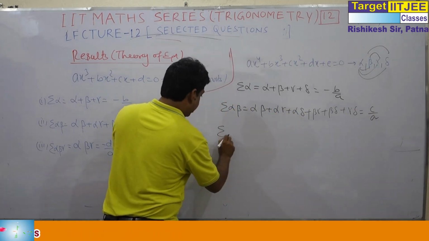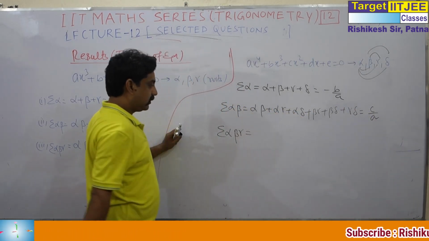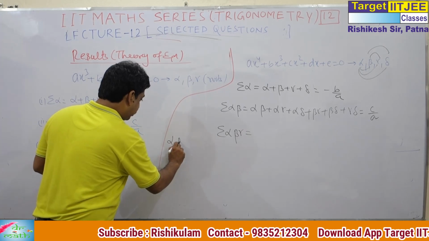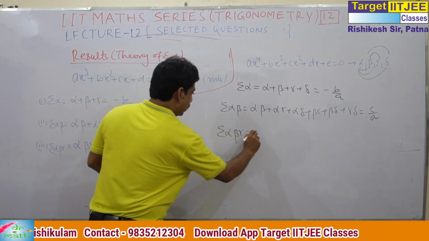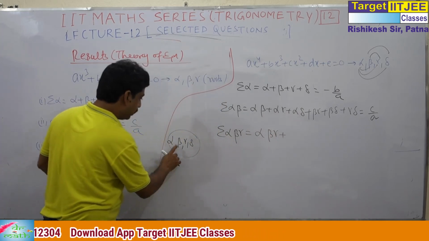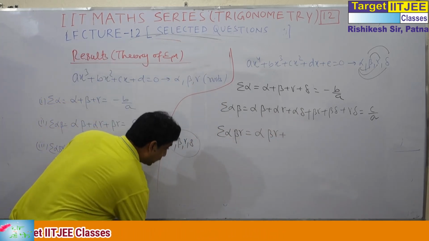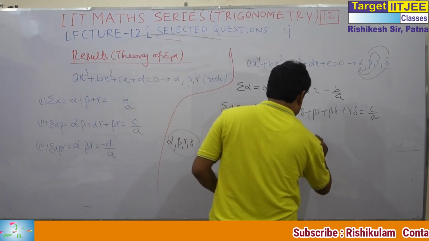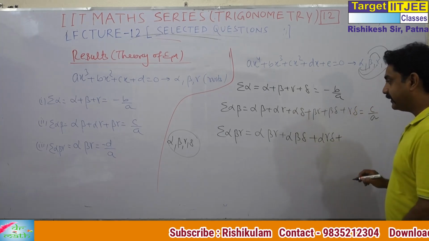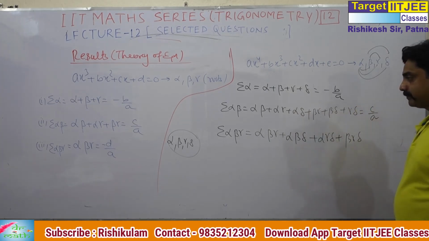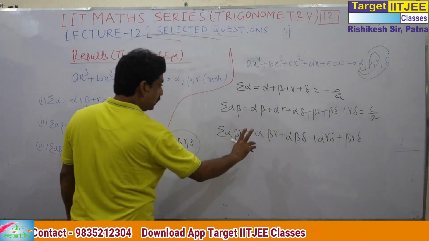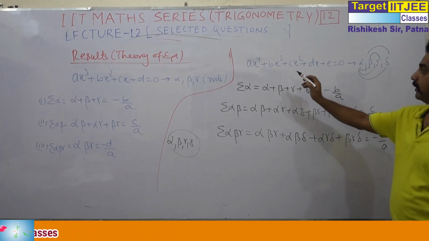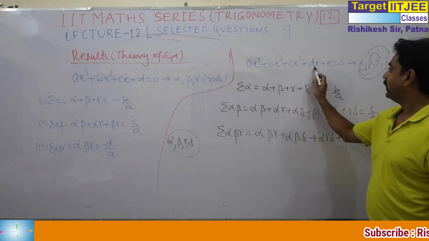What is sigma alpha beta gamma? Sum of product taking three at a time. So three at a time is what? Alpha, beta, gamma, delta. You have to take three. So first of all alpha, beta, gamma. Then alpha, beta, delta. Then alpha, gamma, delta. And then beta, gamma, delta. Groups of three can be formed in these ways. And this is minus d by a. The order is the same: minus b by a, plus c by a, minus d by a.